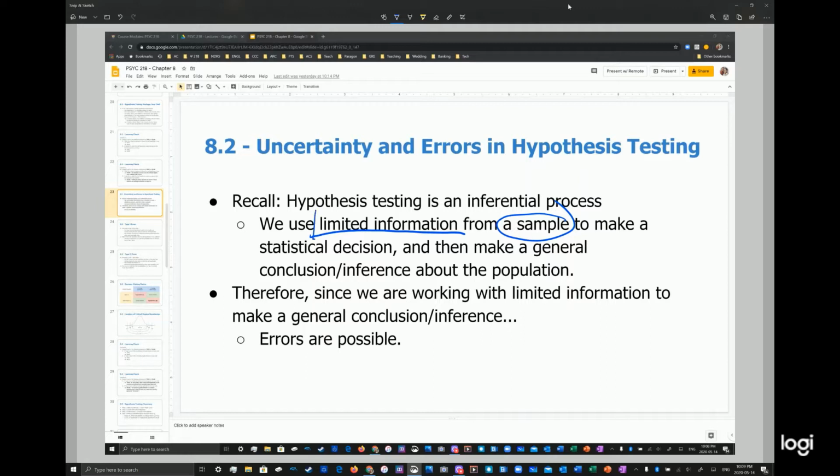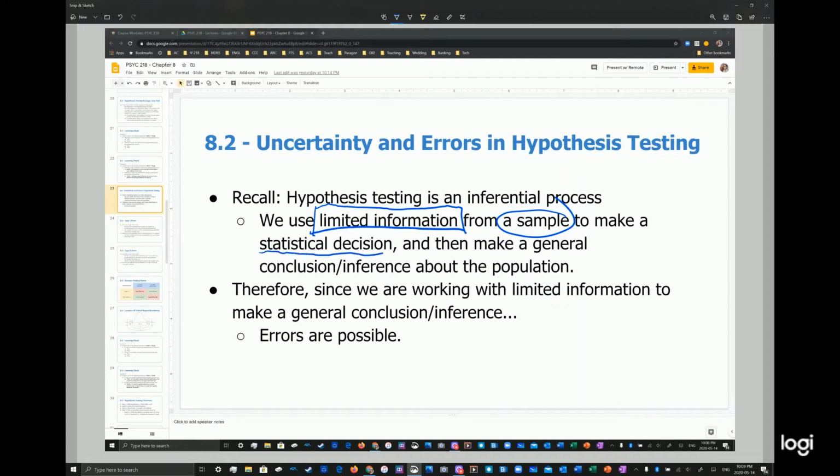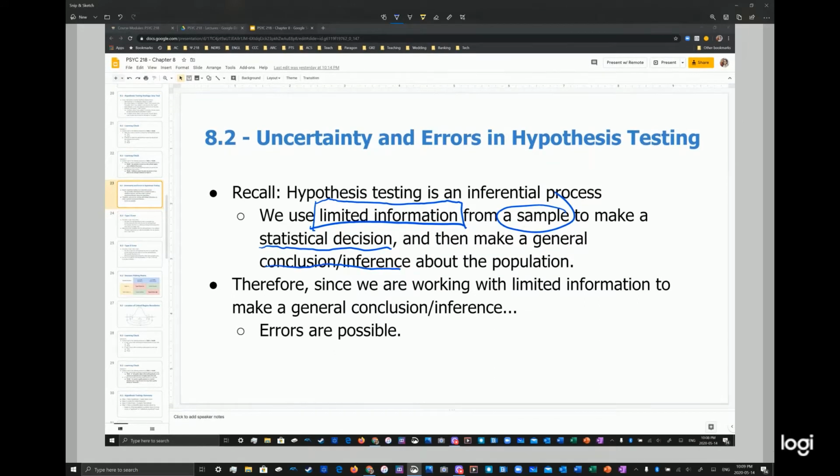And so unless we grab everybody from the population, and even if we grab population minus 1, it is limited information from a sample. And so we must make a decision based on the sample, but we must be aware that our information is limited, and therefore our conclusions and inferences have a chance, a probability, of being incorrect. Therefore, because we are working with limited information to make general conclusions or inferences, errors are possible. So that's what the second point is saying.